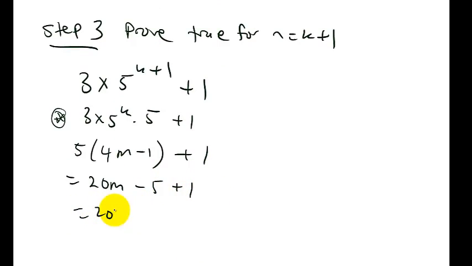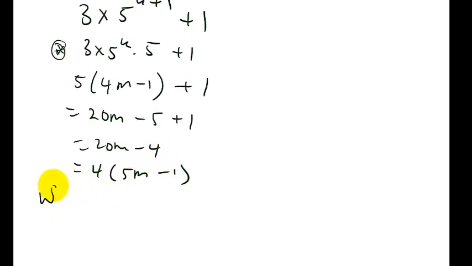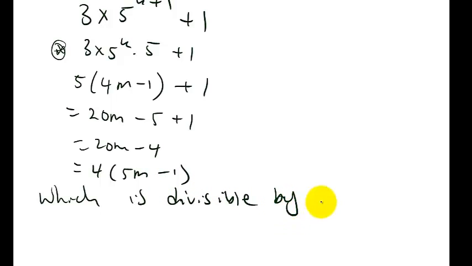Equals 20m, take away 4. And then to show it's divisible by 4, try to factorize it: 4 times (5m, take away 1). Can you see it's divisible by 4? Because it's obviously times by 4. Remember, it's a proof, so imagine we don't know what anything is. It's divisible by 4. So we don't make m the subject.